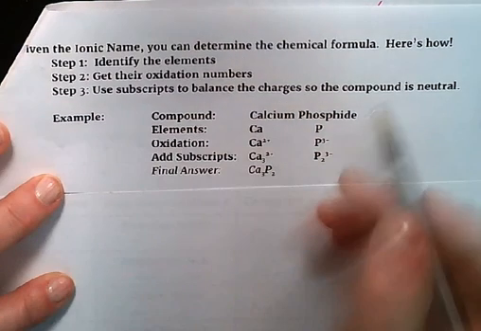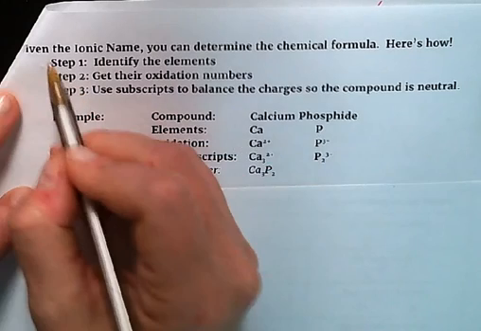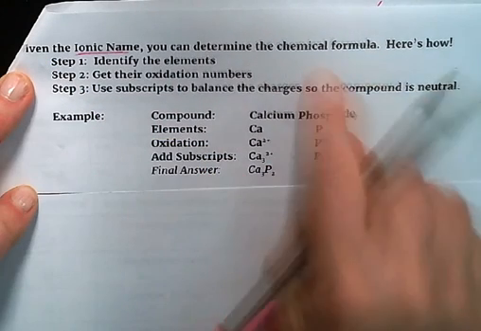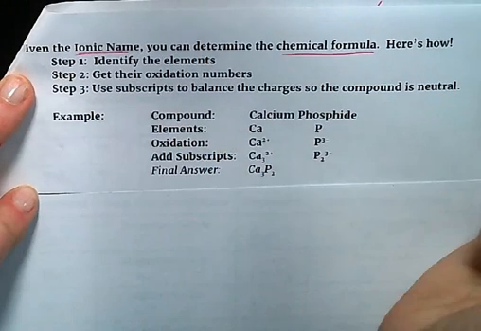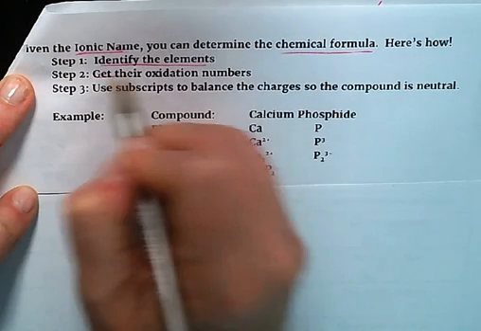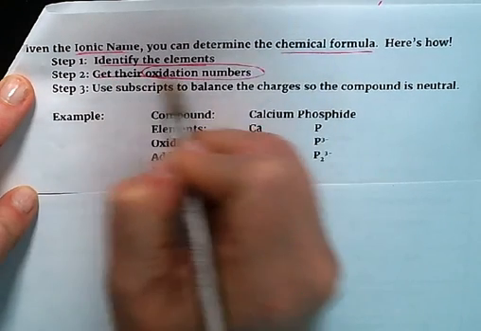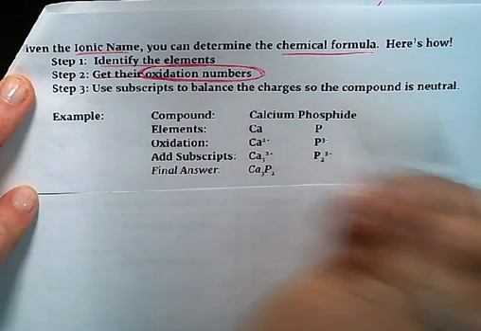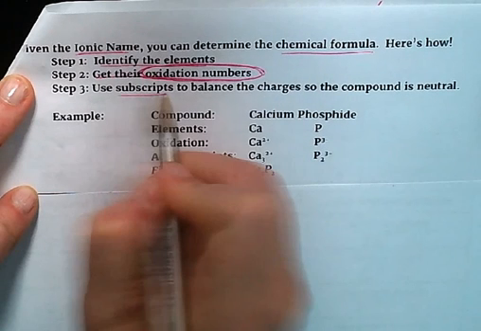So first thing that we're going to do, given the ionic name, we can determine the chemical formula for that compound. So first thing I'm going to do is identify the elements. I'm going to get their oxidation numbers. That's important. They're positive, negative. And then I'm going to use subscripts to balance the charges.